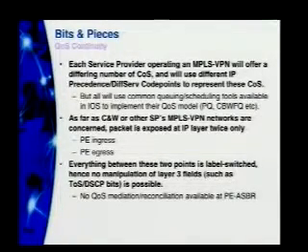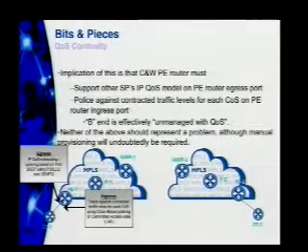There are only two points where this is important: on the ingress PE, where the customer traffic gets labeled and queued, and also on the egress PE between the two service providers. So here's a little example of how this mapping could be done.